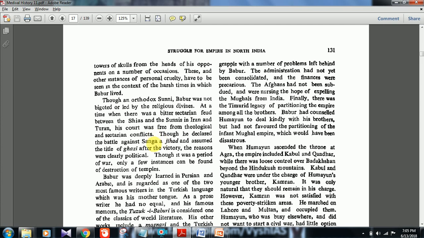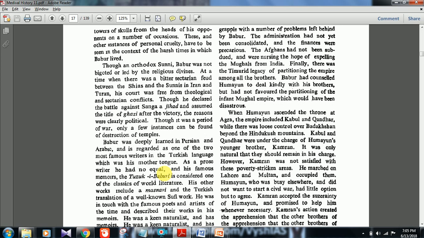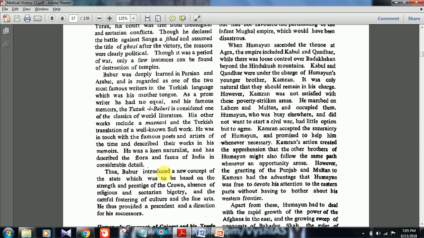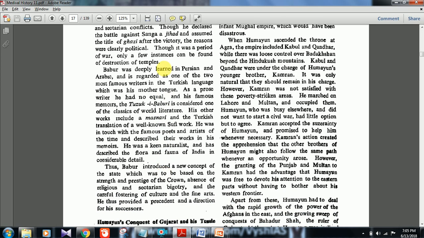Though he declared the battle against Sangha a jihad and assumed the title of Ghazi over the victory, the reasons were clearly political. Okay, so it's not because Rana Sangha is a Hindu or a Rajput or something. It's purely political. That's the message conveyed here. Though it was a period of war, only a few instances can be found of destruction of temples. Okay, so there is nothing like destroy temples, then build mosques and all those things. Babur is not mentioned anywhere in this textbook as a very orthodox Sunni or something. He is okay with all kinds of religions.